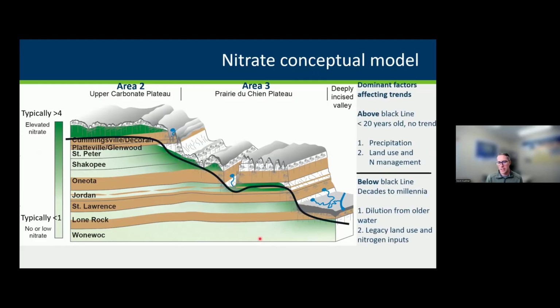And we can also start to make some interpretations of what factors you need to think about if you're sampling water above the black line or below the black line. If you're above, you have to think about precipitation, land use, and recent management practices. But if you're below, it gets much more complicated because of dilution from that older water and also legacy inputs, both in land use and nitrogen. And it also helps explain why we can have 2 wells right next to each other and have markedly different chemistry and trends. And again, that area 3 shows where we have this higher risk of increasing trends, likely because of this leaky aquitard that we have in this area.